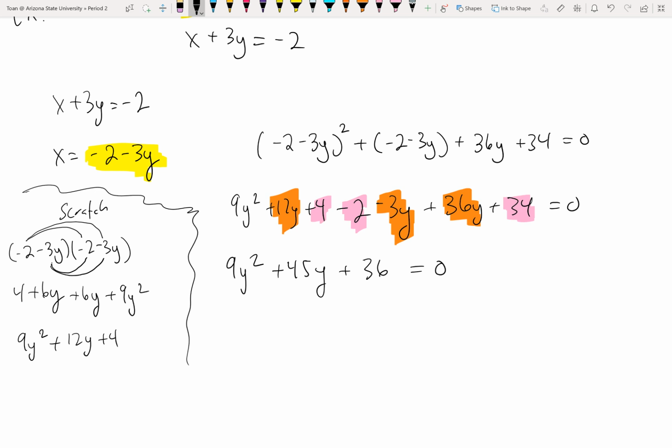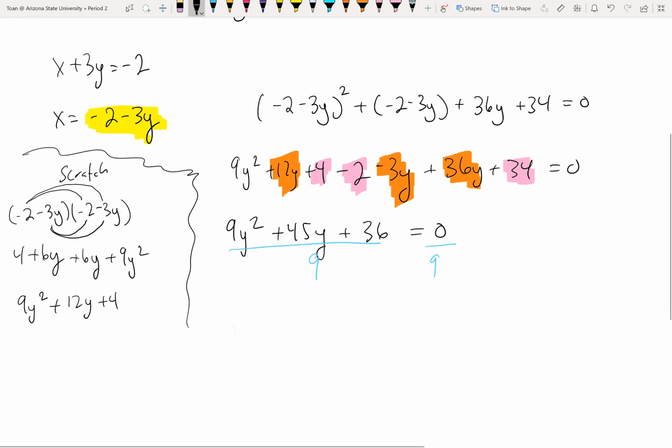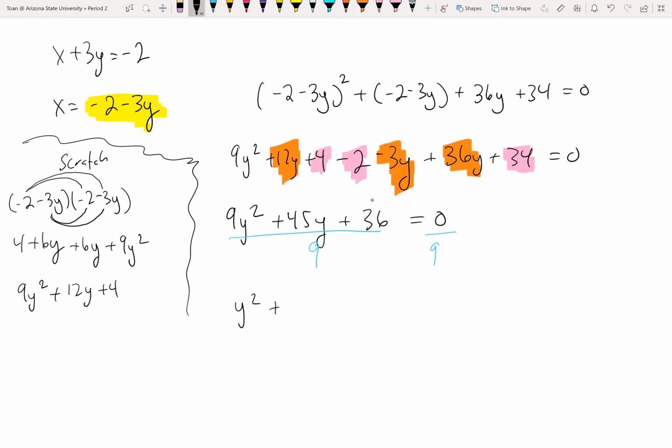Yep. Be smart. We can go ahead and dive into this problem and solve for it, but those numbers are pretty big. What do you notice about all those numbers? They're all multiples of 9. So we could solve it as is, or let's make life simple and make the numbers smaller. If we can, go ahead and do that. Divide both sides by 9 to make the numbers smaller. So we have y squared plus 5y plus 4 equals 0.